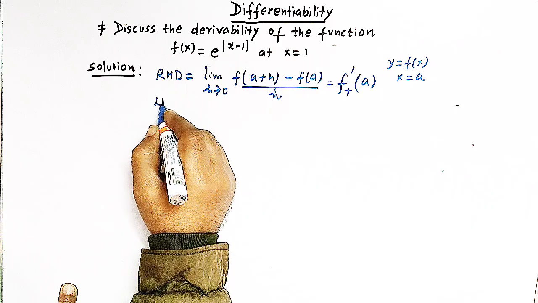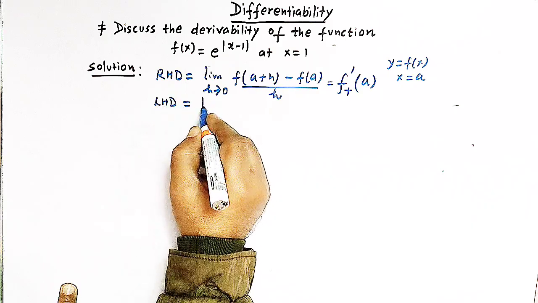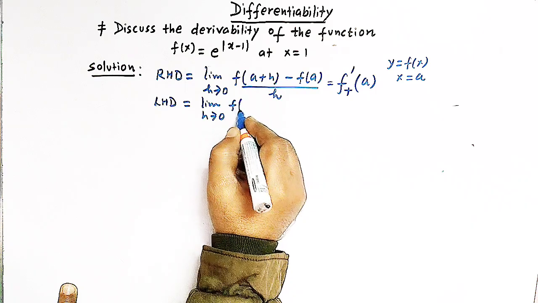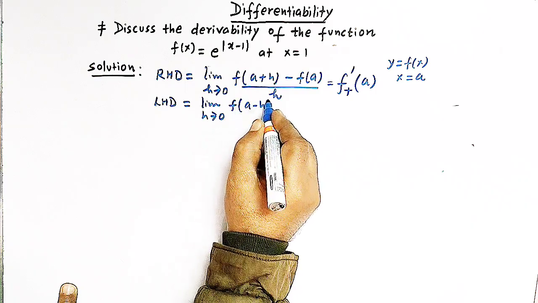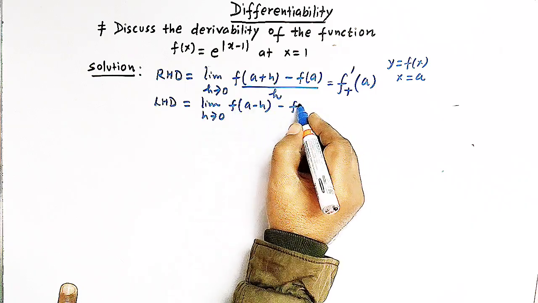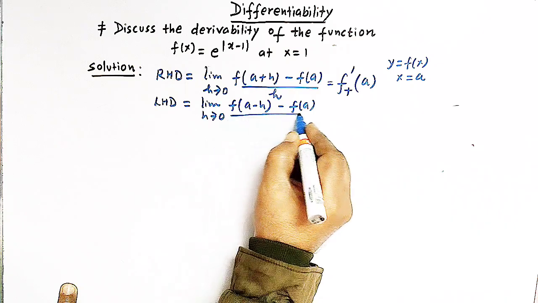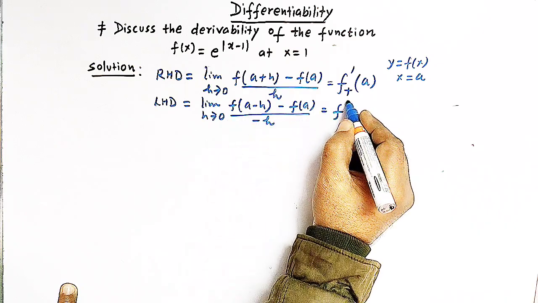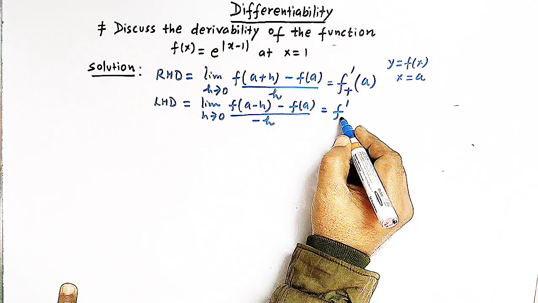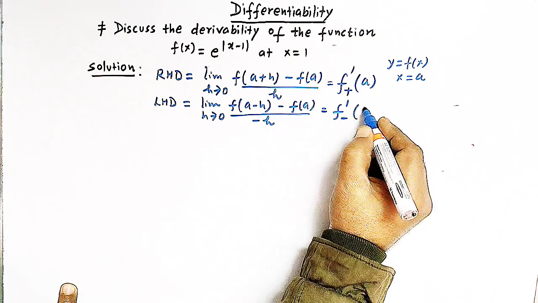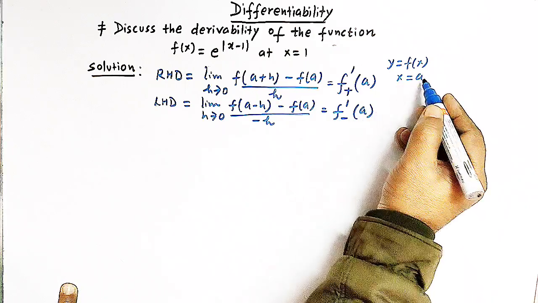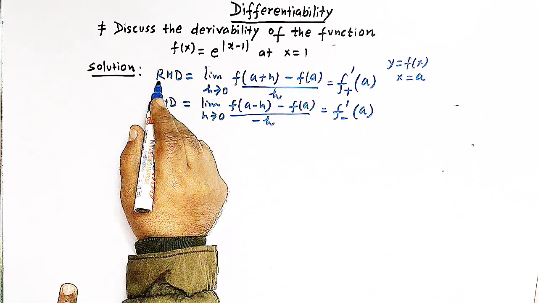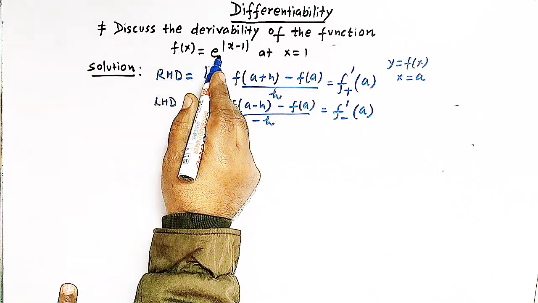And the left hand derivative is defined by this limit, that is limit h tends to 0, and we have f of a minus h minus f of a divided by minus h. And here we can write f prime, and we put a negative sign here, and here we have the point x is equal to a. So let us first find out the right hand derivative of this function.